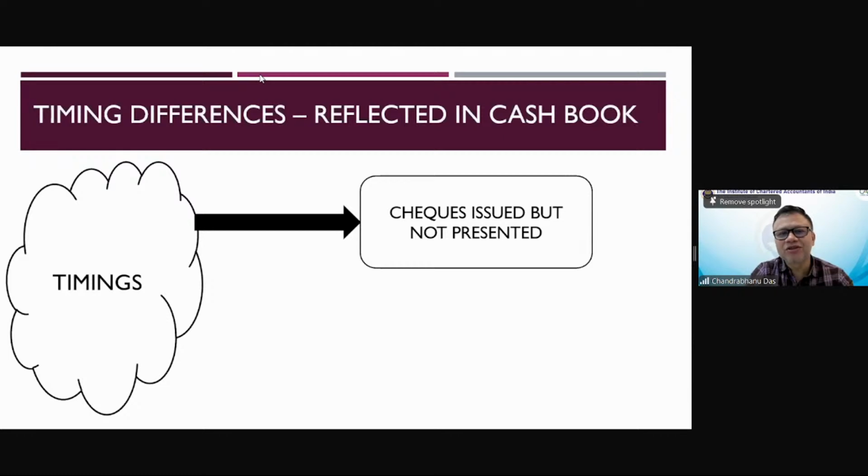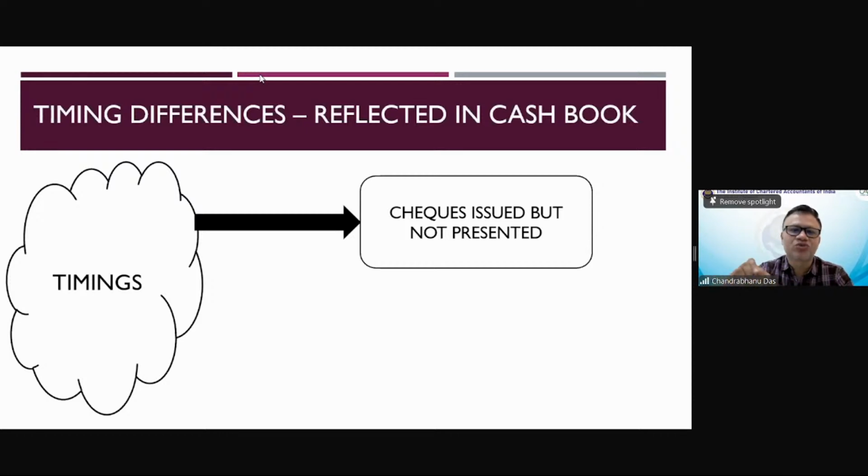The second thing that can happen is I have given it to the person, but the person was busy in some other assignments and it is not presented. It usually happens, it cannot happen in real time. So whenever you give a check to somebody, between its issue and the time it is presented and recorded in the bank, it takes time. So it is treated as checks issued but not presented.